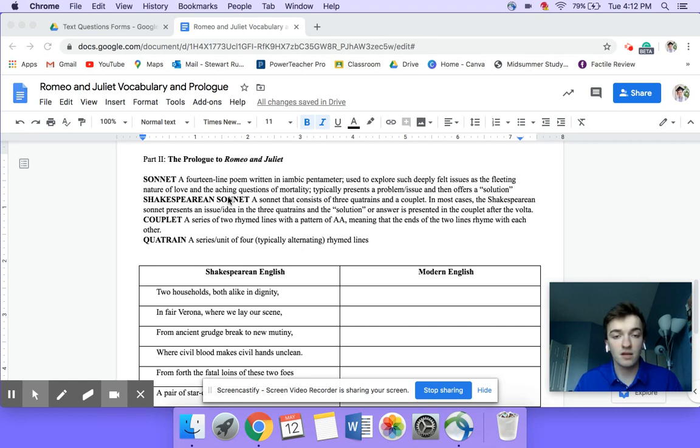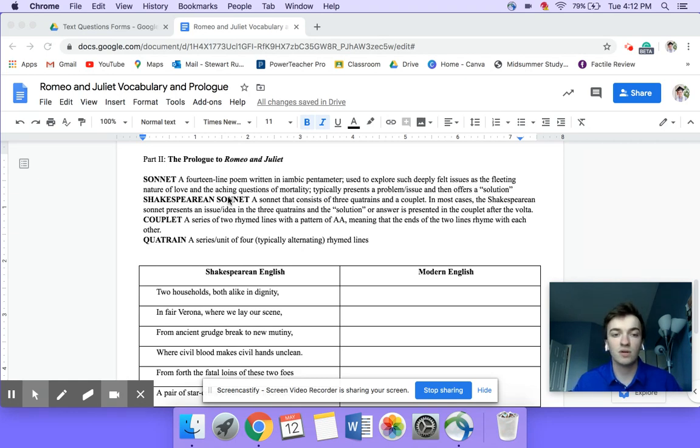So Shakespeare writes a lot of sonnets. Remember, he had that list, or I gave you the numbers of how many sonnets and plays he wrote. So he wrote a lot of sonnets. And then the prologue of Romeo and Juliet, which we're about to read, is actually a sonnet in itself. A Shakespearean sonnet is a sonnet that consists of 3 quatrains and a couplet. In most cases, the Shakespearean sonnet presents an issue, an idea, in the 3 quatrains, and the solution or answer is presented in the couplet. So we're going to see that with the prologue to Romeo and Juliet as well.